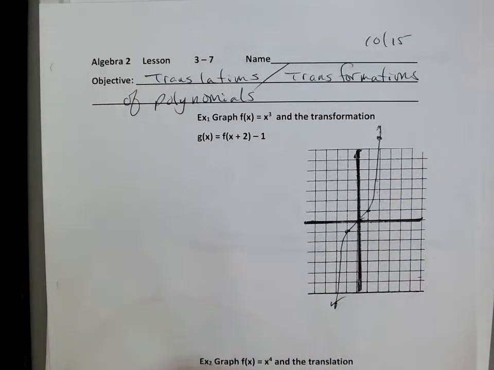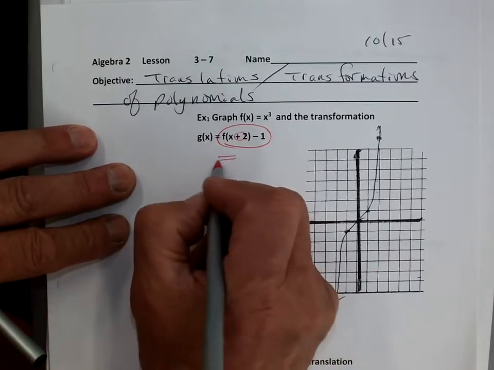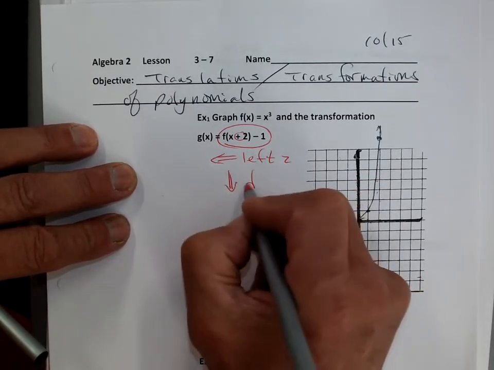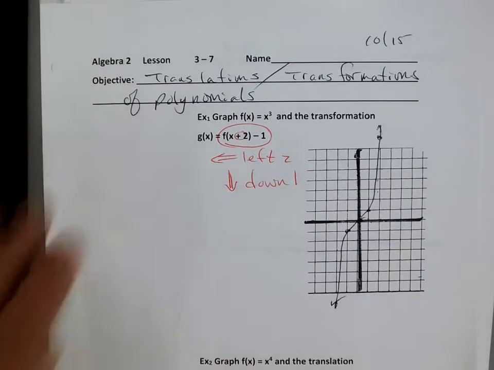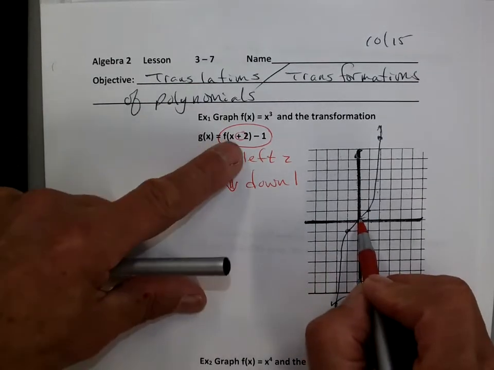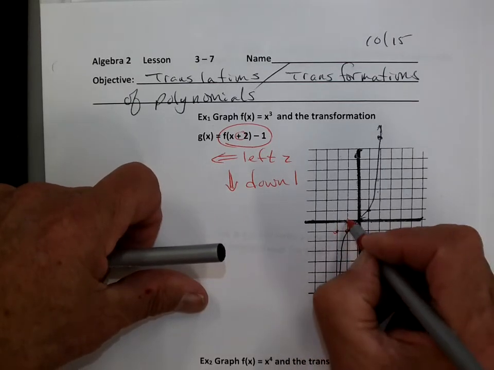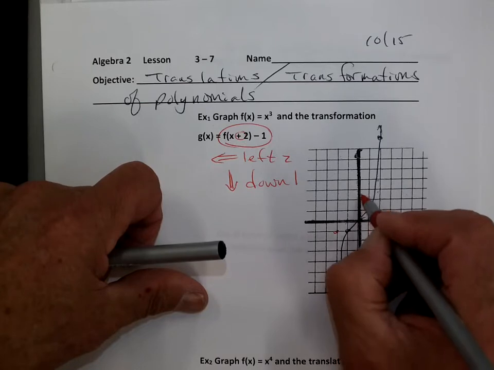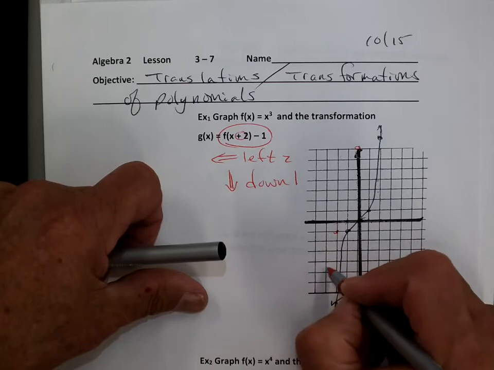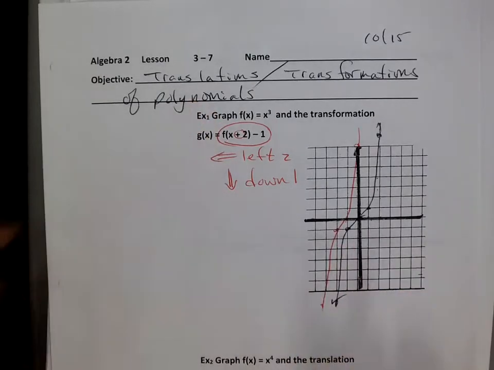And what we're going to do then is take our parent function and we're going to move it in the opposite direction, to the left 2, and down 1. That's all we're going to do. So let me take my parent function and we're going to move it. And I'm going to take the inflection point, that's what this is called. And I'll go left 2, down 1. And I'm going to get the exact same shape. And here it is. I just moved it back 2, down 1. Okay.